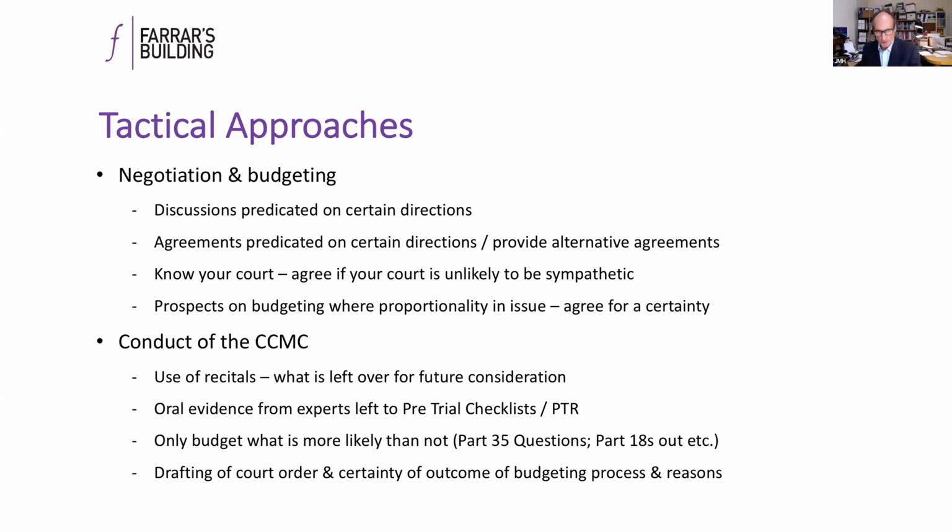Know your court. If it's unlikely to be sympathetic, get an agreement going between you. Have a think about the prospects on budgeting where proportionality is likely to be an issue. Again, this might be circumstances where you might want to agree for a certainty.